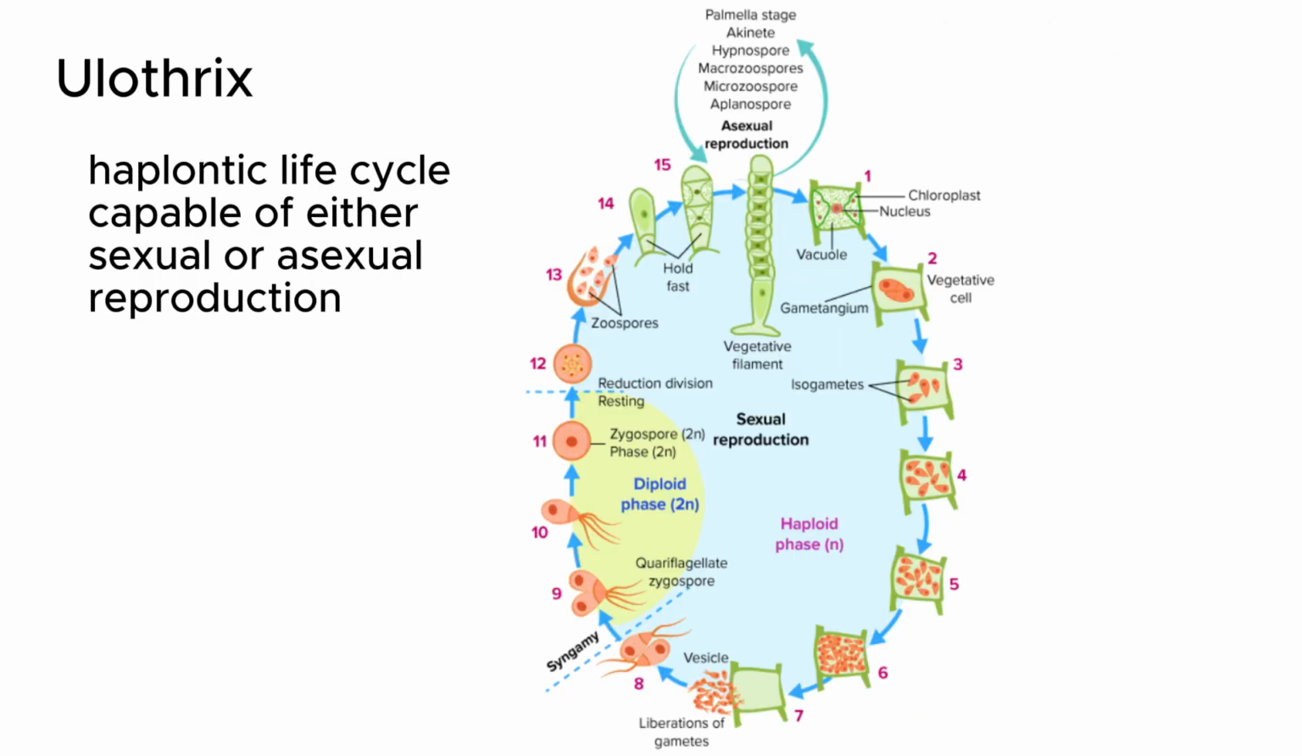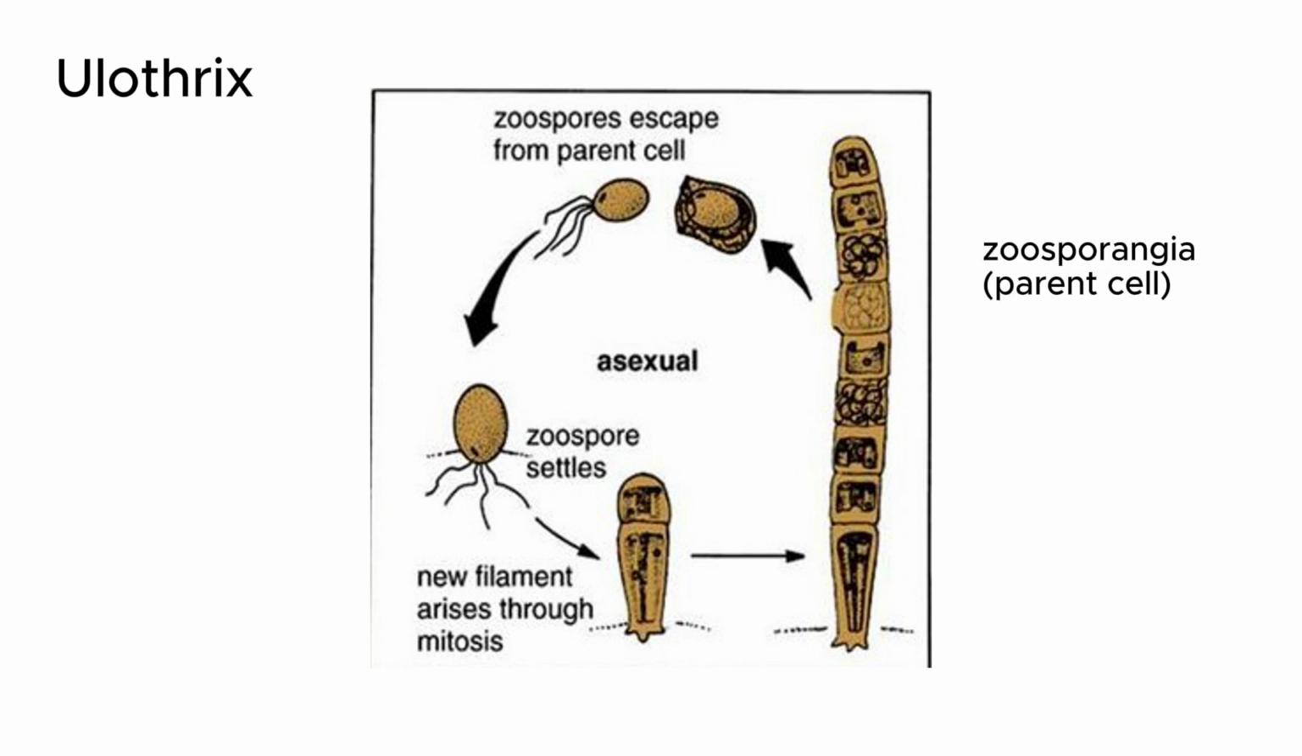Ulothrix also has a haplontic life cycle capable of asexual and sexual reproduction. In asexual reproduction, cells in the vegetative filament become zoosporangia and the protoplast undergoes mitotic division, dividing into several zoospores. The cell wall ruptures and quadriflagellate zoospores are released. Zoospores attach to a substrate to form a new vegetative filament.